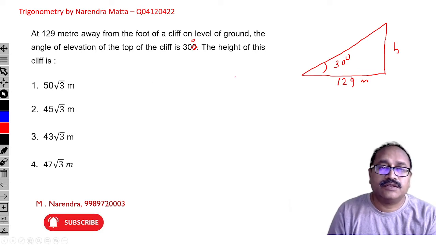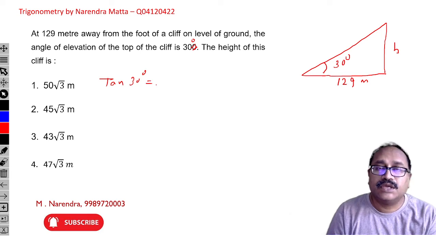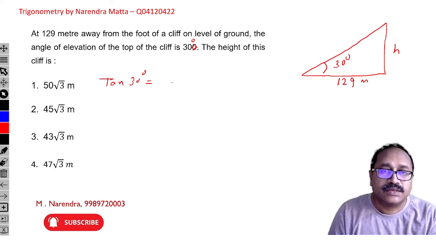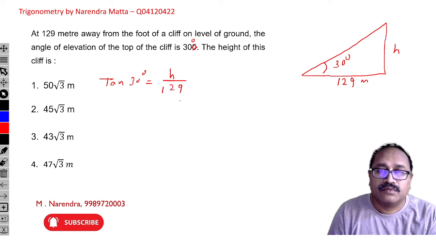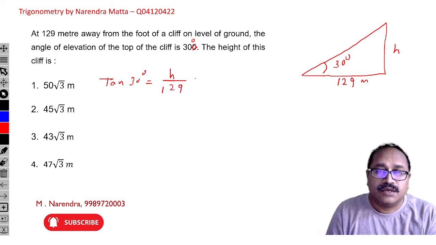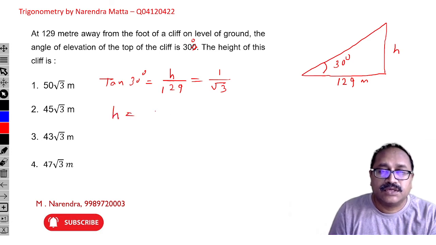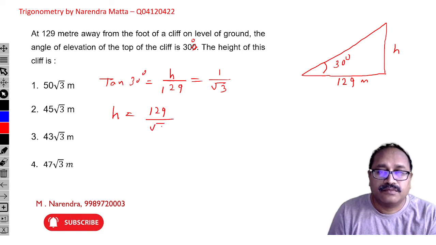So tan 30 is equal to, this is height, so the perpendicular by base, h by 129, and tan 30 is 1 by root 3. When I simplify this, I get h is equal to 129 by root 3.